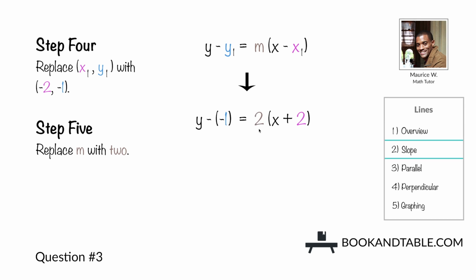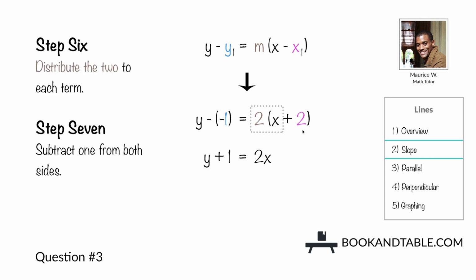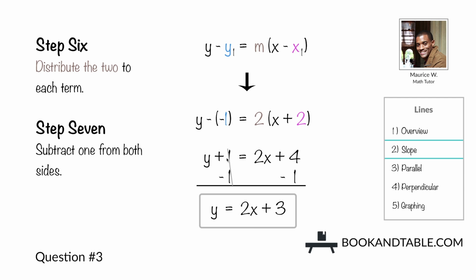Now distribute this 2 to each of these terms for step 6. 2 times x is 2x. 2 times positive 2 is positive 4. So we wind up with y minus negative 1, which is y plus 1, is equal to 2x plus 4. Step 7, subtract 1 from both sides to get rid of this 1, leaving us with y is equal to 2x plus 4 minus 1, which is 3. So the equation of the line that passes through those 2 points is y is equal to 2x plus 3.